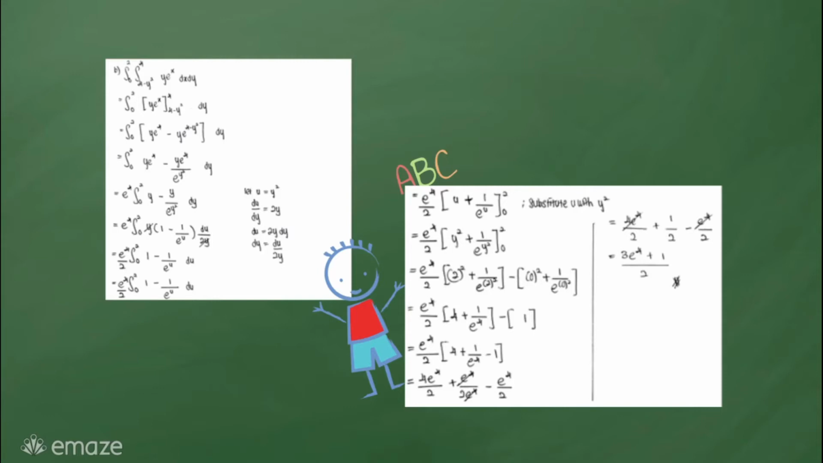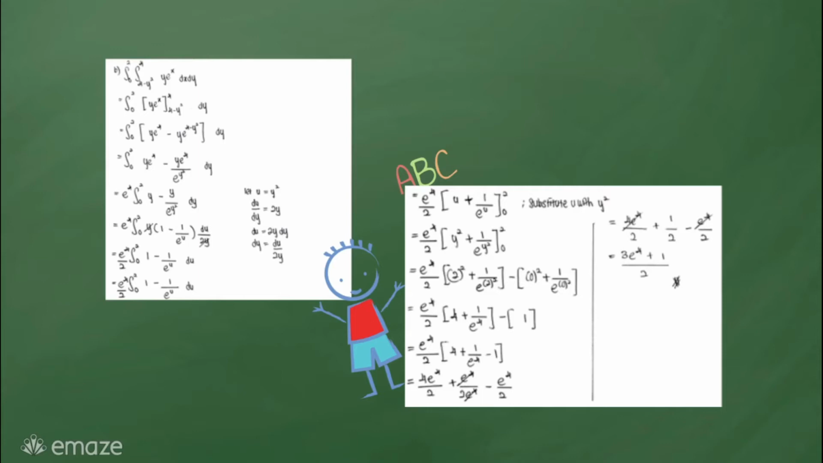Before that, we need to let u equal to y squared. After we let u equal to y squared, du over dy equals 2y. Then we get dy equal to du over 2y. Then we substitute u into y squared. So we integrate in terms of du, 1 minus 1 over e to the u du.